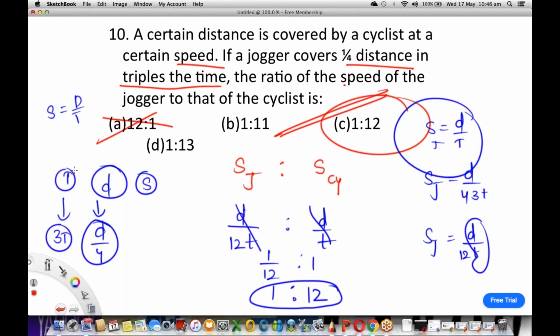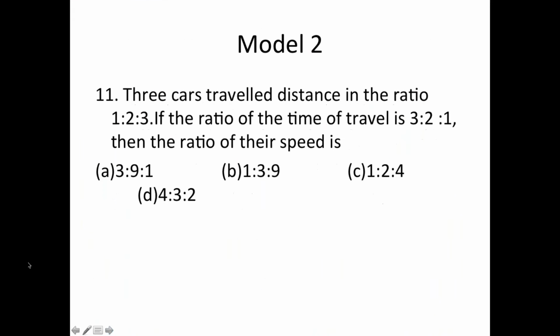Don't commit the mistake. I think it's very clear. Option A is the trapping one. Please avoid that. Do this. Give me the answer. Take some 10 seconds and give me the answer. Quick.